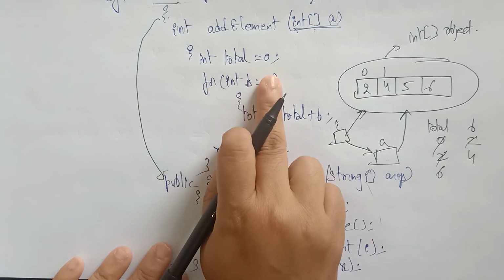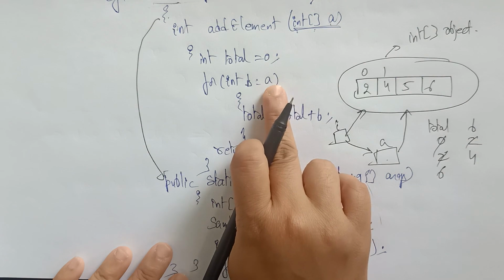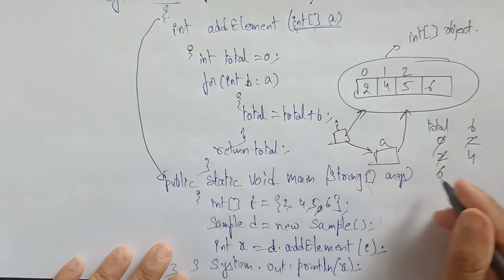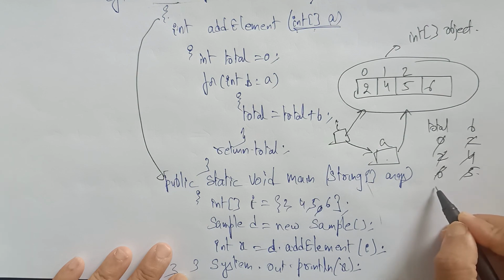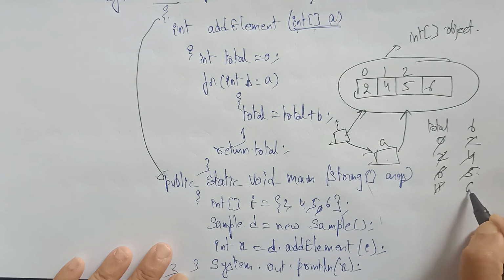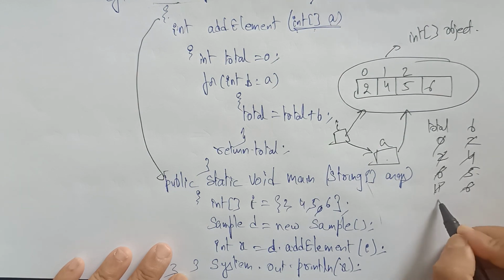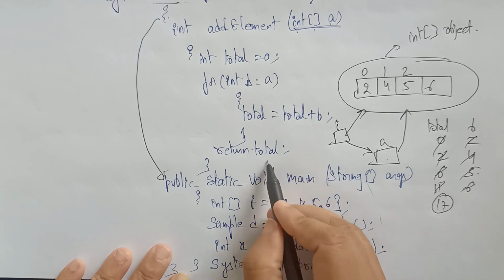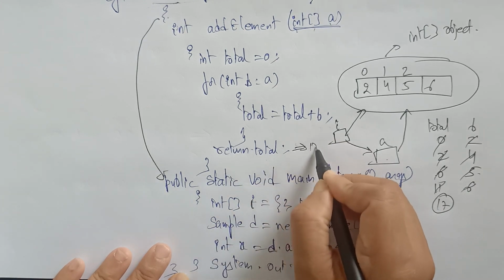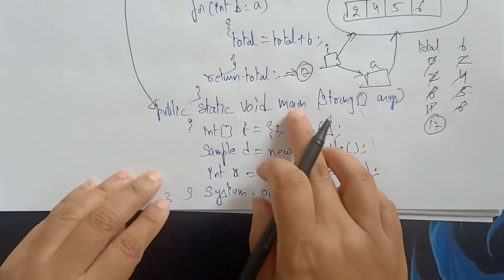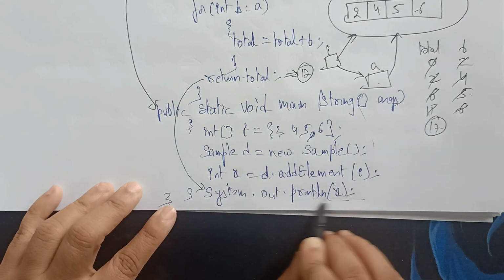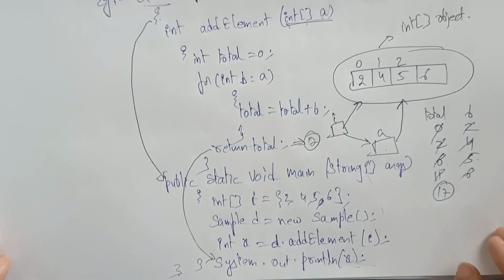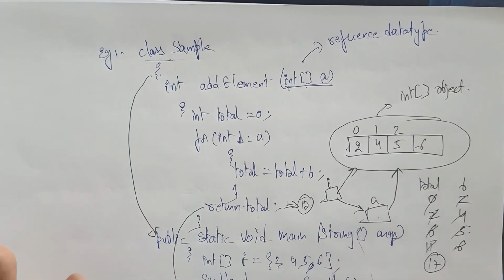Again the controller goes. Now A of 2, which means 5. So 6 plus 5, 11. Now next it becomes 6, so 11 plus 6, 17. So finally the 17. Whatever the returned total is, again the controller comes back to here. So this value is going to be printed, 17. So this is the way the program is executed.